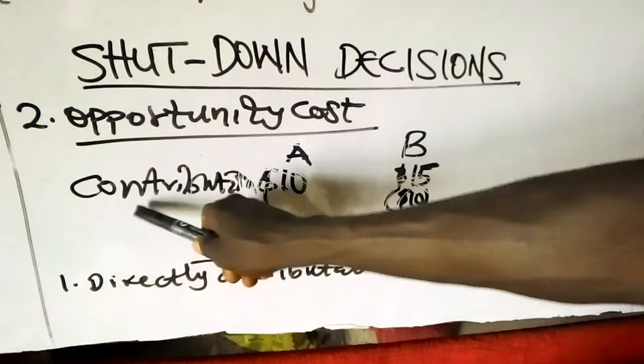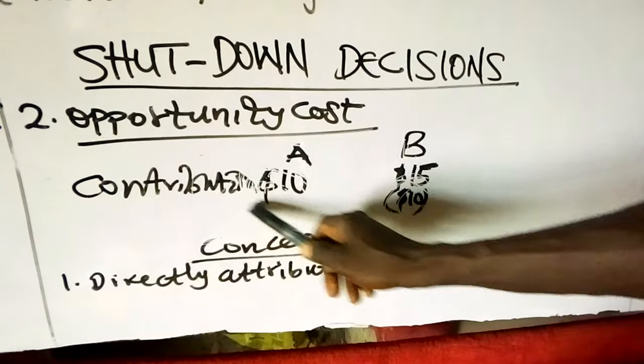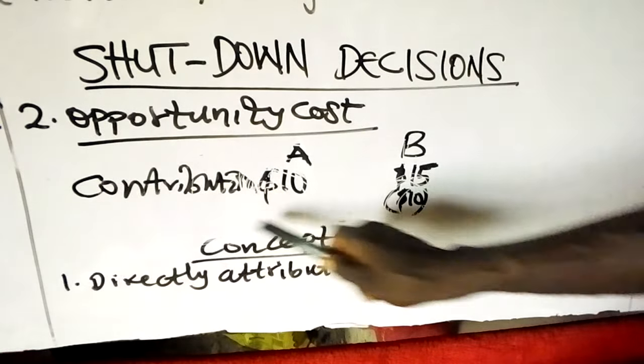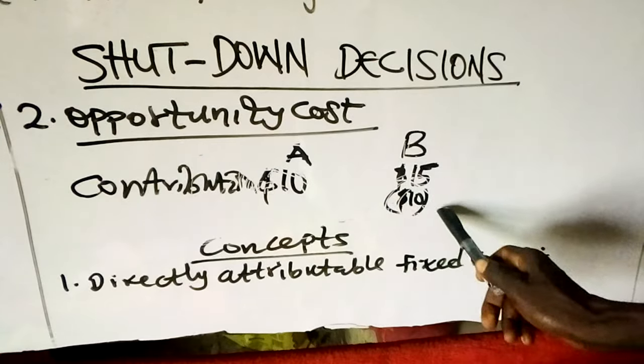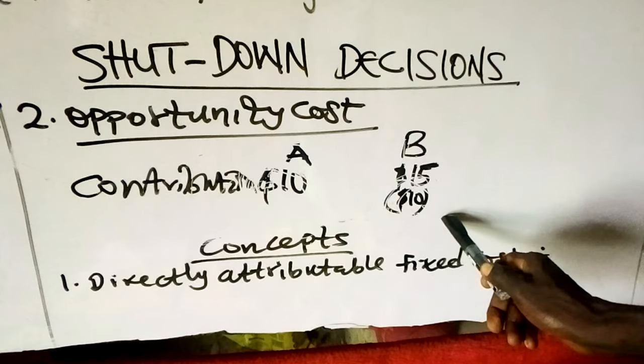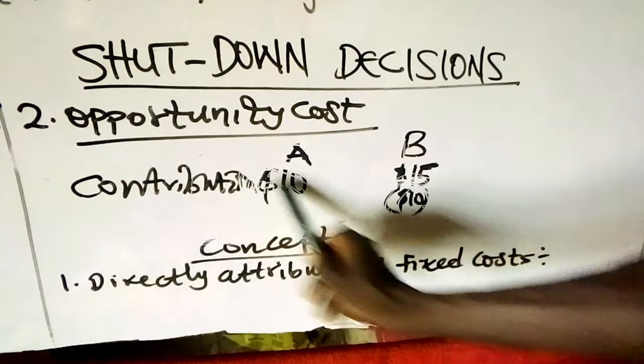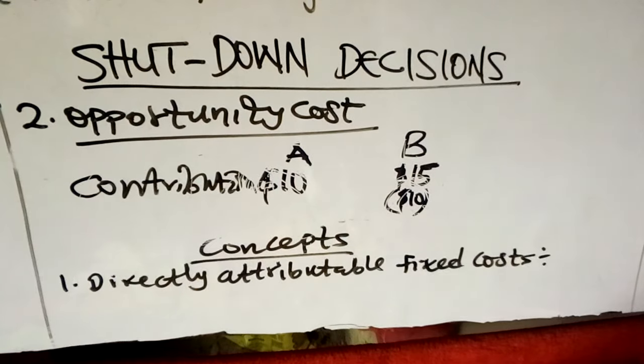You divert labor from A. If you divert labor from A, it will lead to loss of contribution from project A, and you now want to use it in project B. That is the opportunity cost of that labor. The opportunity cost of using that labor is the loss of contribution from project A. That is another concept.